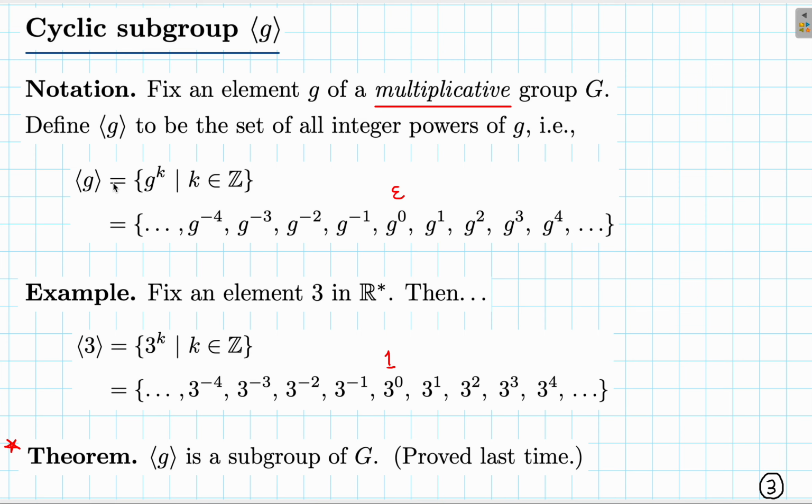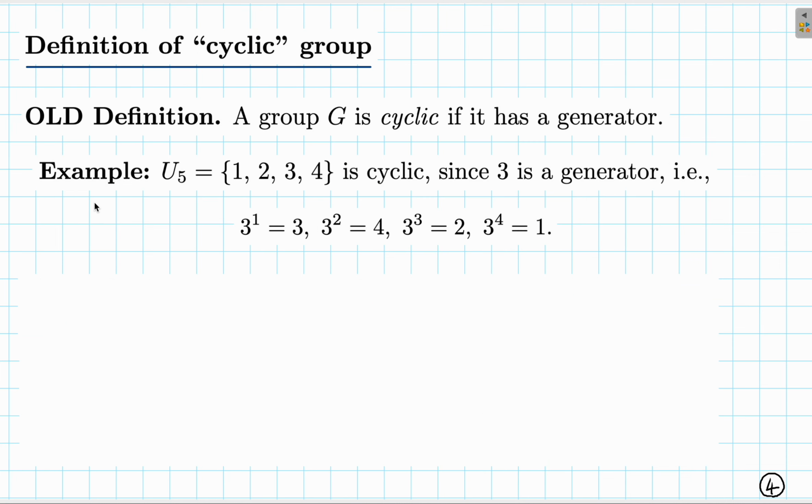Now, using this notation bracket g, we can update our definition of a cyclic group. Here's our old definition: we said that a group G is cyclic if it has a generator.